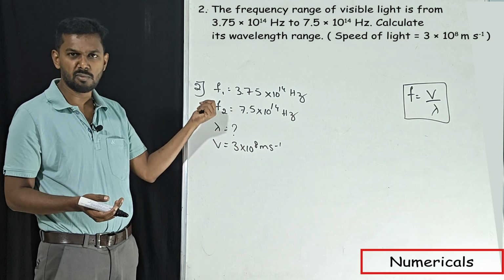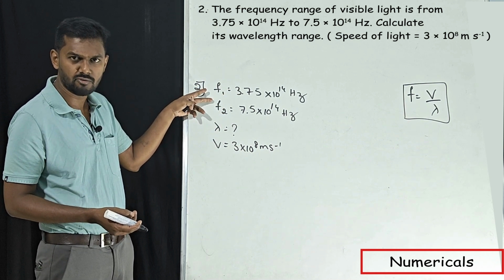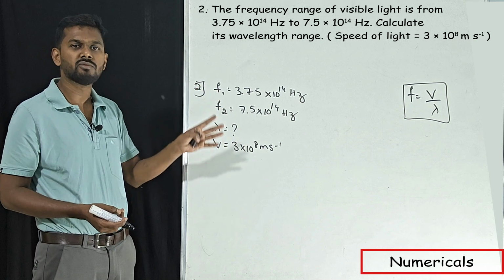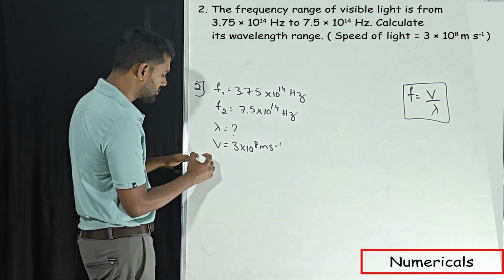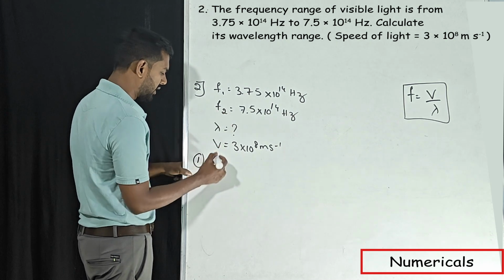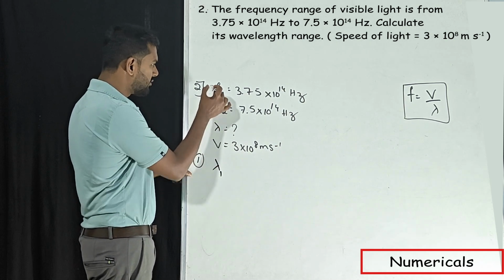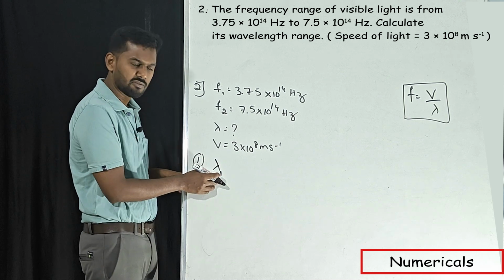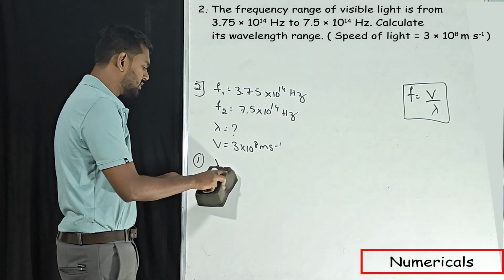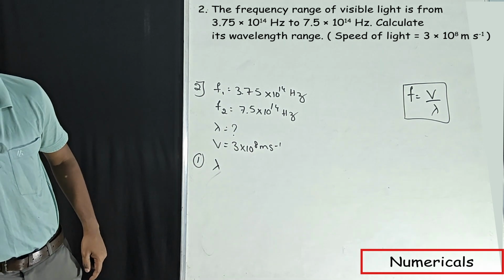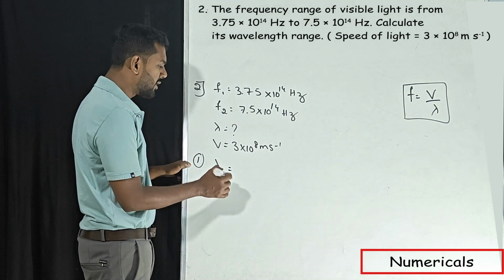First you have to write the minimum value. Out of these two different wavelengths, which is minimum, we write first, and the maximum we write second. Using the first frequency, we need to find lambda. Using the first frequency, we are going to get the first wavelength. Later on we will decide whether that is the first or the other wavelength, based on the value. So assume lambda 1 only.